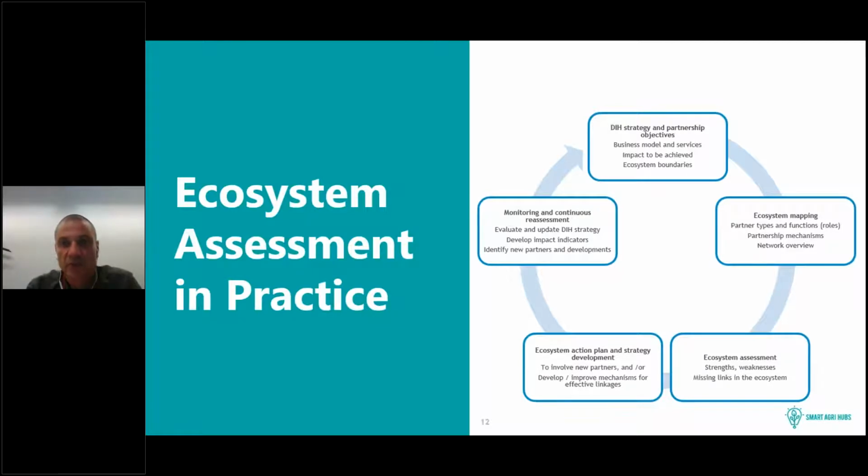In that step, you will create a business model and identify the services you want to deliver. You define what impact your digital innovation hub is supposed to achieve, and you define the ecosystem boundaries. Second step would be ecosystem mapping. And that's basically charting for this list that I just provided. Which companies and organizations do you know that match this actor type?